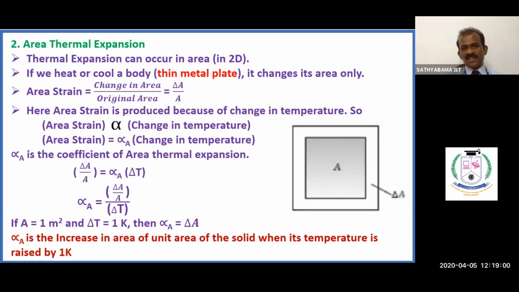So area strain is change in area by original area. Then make it directly proportional. Introduce one constant alpha A, the coefficient of area thermal expansion. Now we can define this alpha A with the help of the same parameters like here. A must be unit and del T is also 1 Kelvin. Now coefficient of area thermal expansion is the increase in area of unit area of the solid when its temperature is raised by 1 Kelvin.